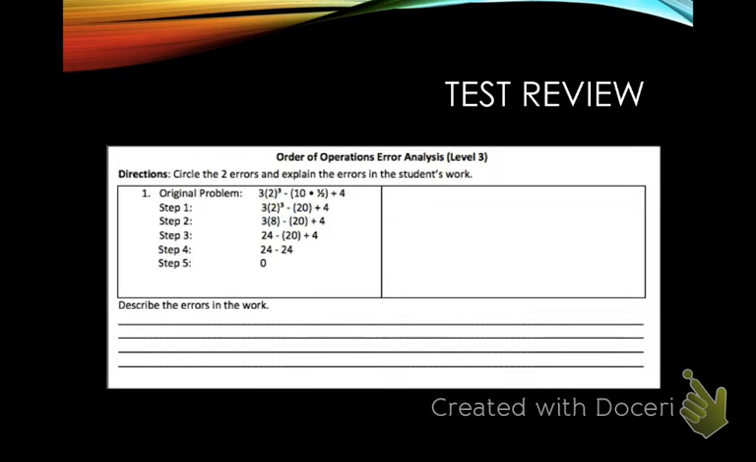Alright, last task. You should be done with all of the questions during the review. You should be done with the word sort, and now you should be on to the last section. Okay, this is an error analysis question. If you remember correctly, you need to find the correct solution and circle the errors. In this particular one, it tells you that there are 2 errors, and you need to describe the errors in the work. Now, remember, I'm looking for 5 vocabulary words, and I want you to write them on those lines. You need to do this right now. When you complete this task, you have completely completed your test review.